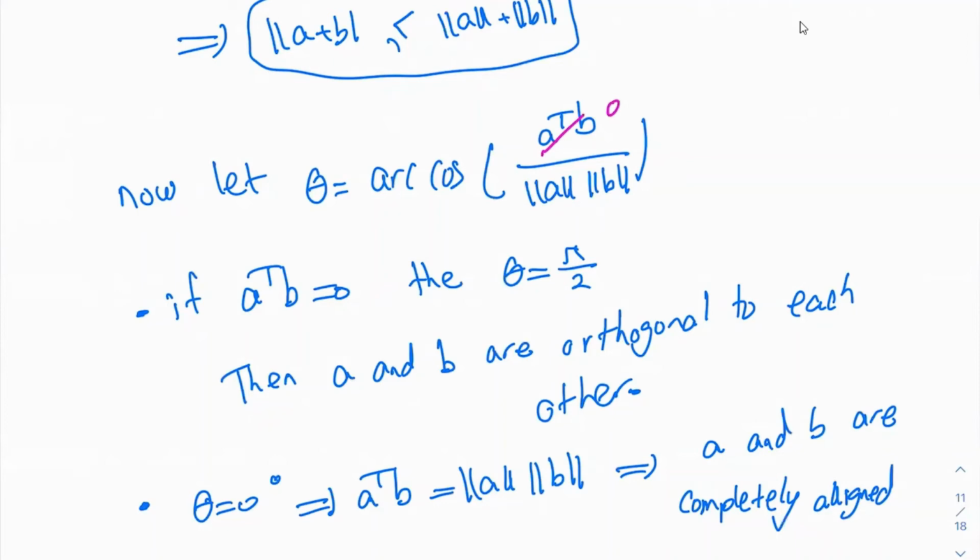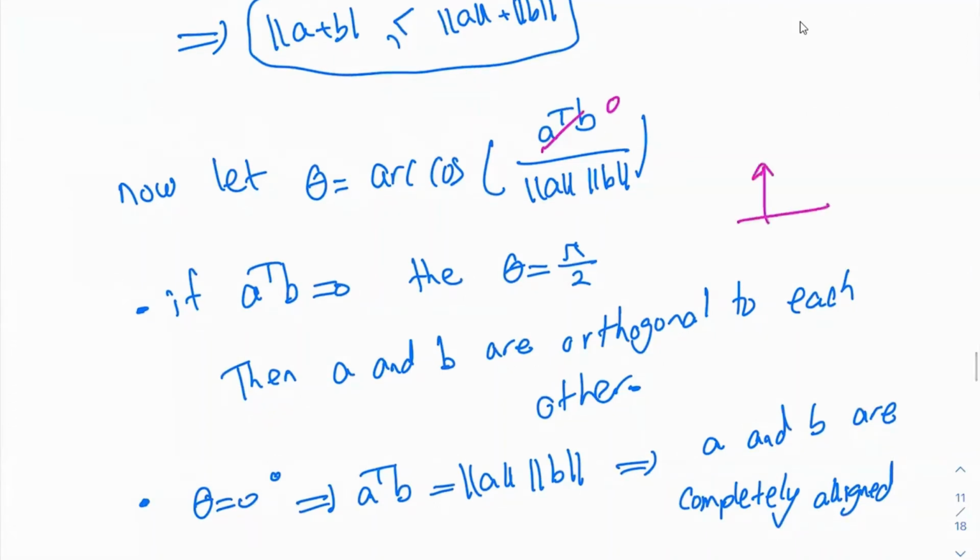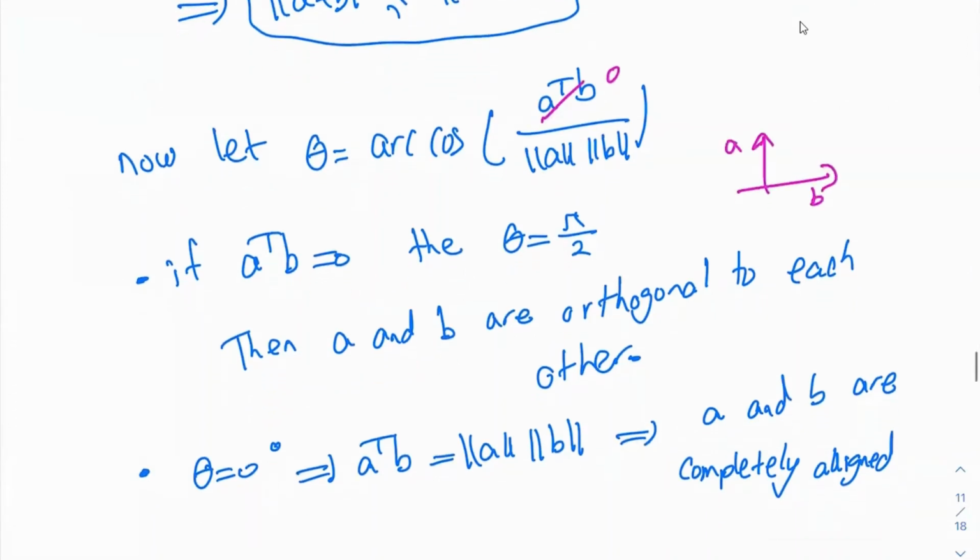Great. What if A and B are aligned to each other? What if A and B are like this? This is A, this is B. What if A and B are aligned to each other, parallel to each other? Then the angle between them is 0. This theta is the angle between A and B, and it is 0. Therefore, A transpose B is equal to norm of A times norm of B. And this is the time that equality happens. Otherwise, A transpose B is less than norm of A times norm of B.